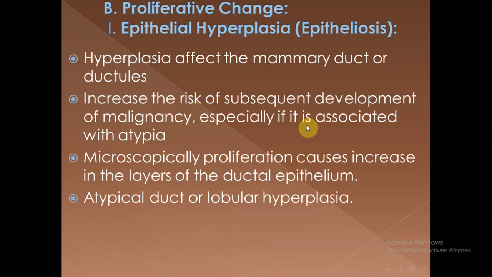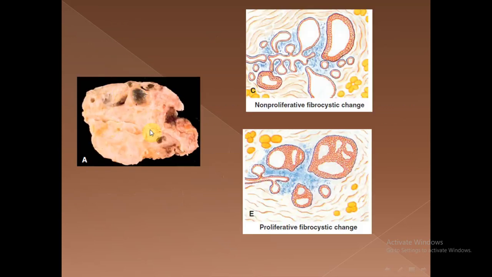This will lead to increased risk of subsequent development of malignancy, especially if the hyperplasia or epitheliosis is associated with atypia. Microscopically, we can see proliferation and there will be an increase in the number of layers of the cells in the ductal epithelium. It can be atypical ductal or atypical lobular epithelial hyperplasia, and both are pre-malignant conditions.